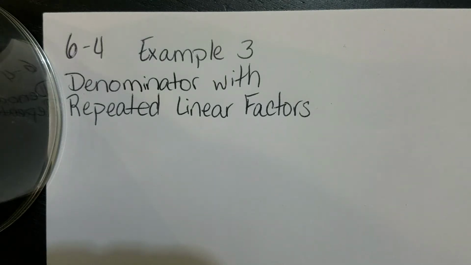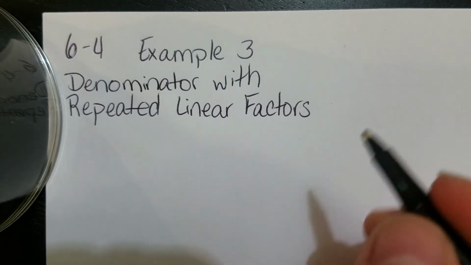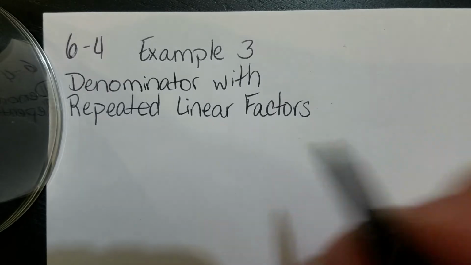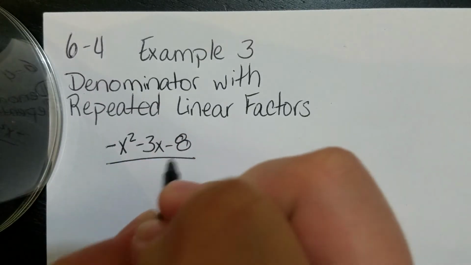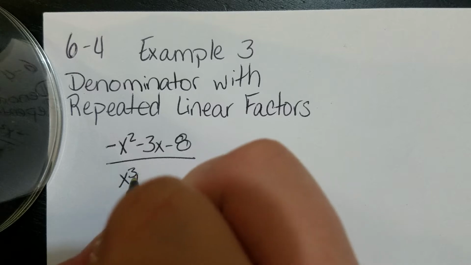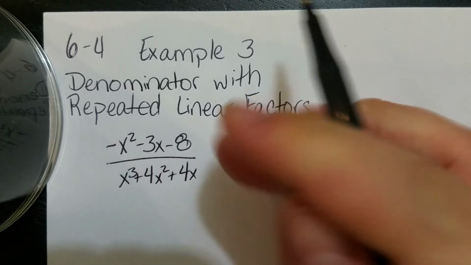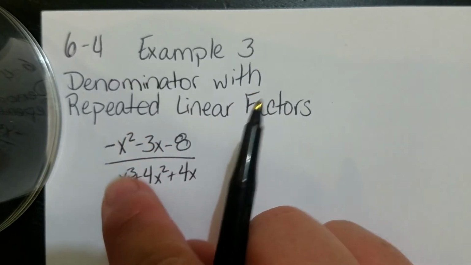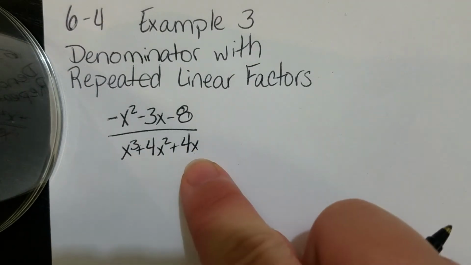All right, this is 6 for example 3. This is when the denominator has repeated linear factors. So I'm going to go ahead and just do the example 3 from the book. We have negative x squared minus 3x minus 8 over x to the third plus 4x squared plus 4x. So the first thing is to see if it's improper, and it's not. The degree is higher on the bottom. So that means you can just go ahead to step 1, which is factorizing the bottom.